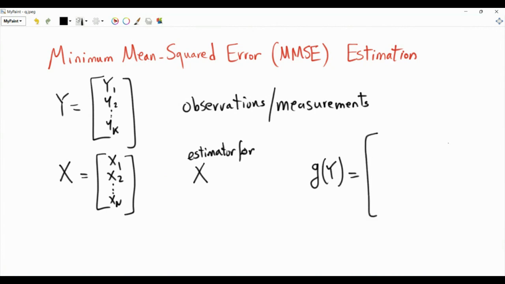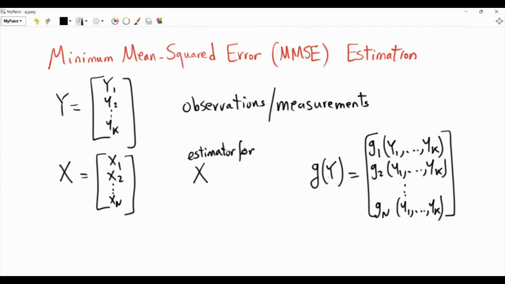G of y will have n elements. The first one is g1 of y1 to yk. That's our first function, g1. And given y1 to yk, g1 produces a number. This number will be our estimate for x1. g2 of y1 to yk is our estimate for x2, and so on.